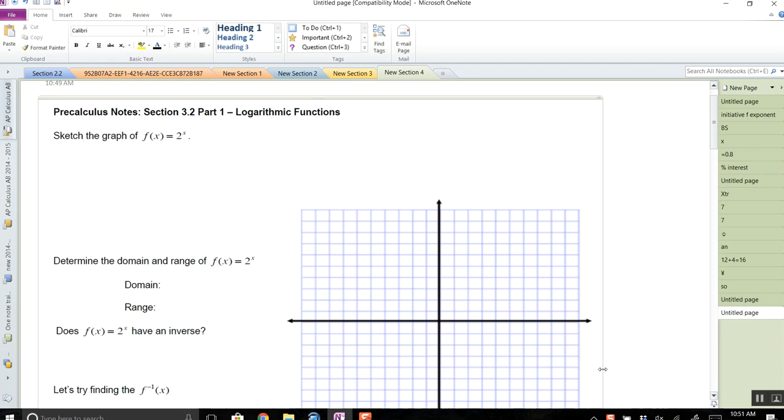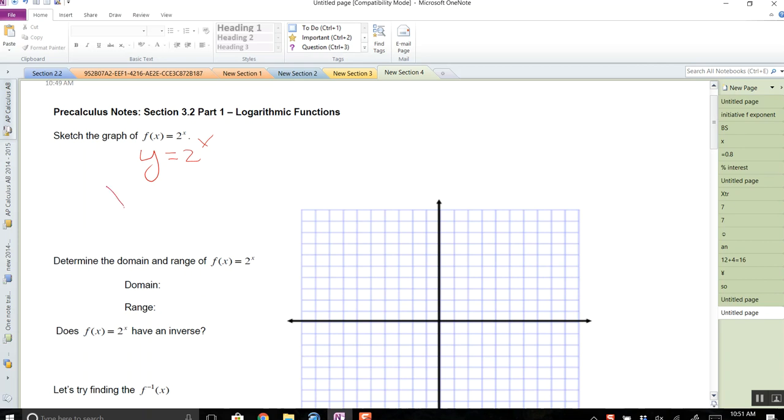You know that this is y equals 2 to the x, right? f of x, same thing as y. Exponential function. We've been doing this actually for a few days now. We've done word problems with them, so you should have a pretty good bearing with exponential functions.